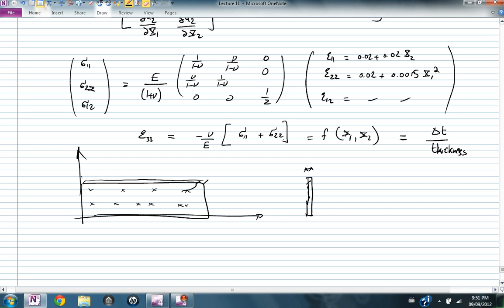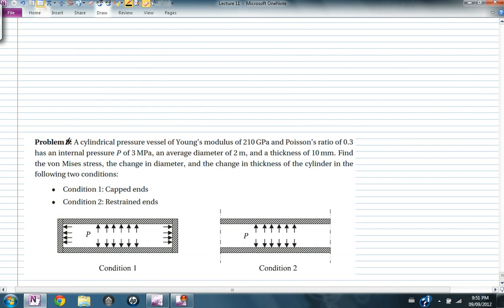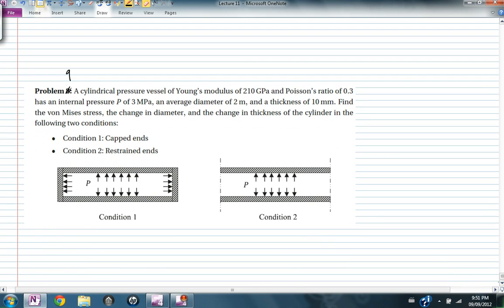The last problem that we're going to go through today, and which concludes this chapter, is a problem related to pressure vessels. Problem number 9. And for details, you can view your textbook, because all these problems are solved in detail in your textbook. So we have a cylindrical pressure vessel with a Young's modulus of 210 gigapascal and a Poisson's ratio of 0.3, and it has an internal pressure of 3 MPa.